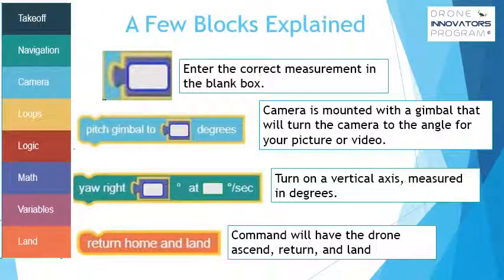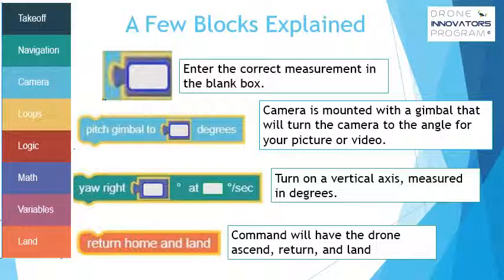So here are a few more commands in drone blocks that we can use in order to program our drone to take a picture. In the blank box, we're going to put whatever measurements we need to put. In this second option, pitch gimbal to how many degrees? The gimbal is what holds your camera and moves your camera up and down. To take a picture of the emblem, we want our camera to be facing straight down, and that's a 90-degree angle. So that's what we're pitching the gimbal to, 90 degrees.